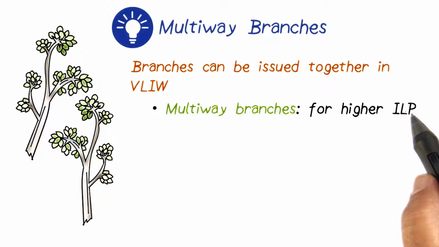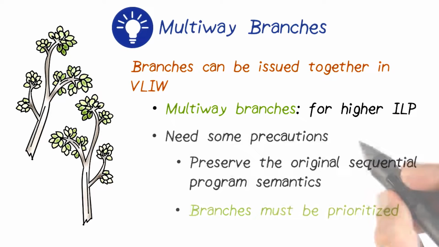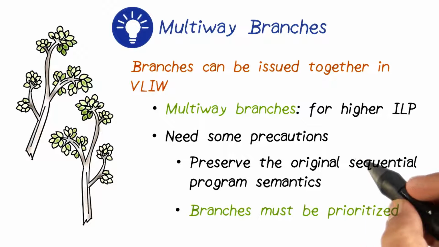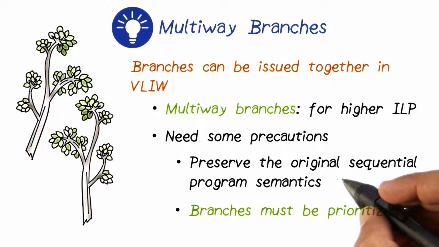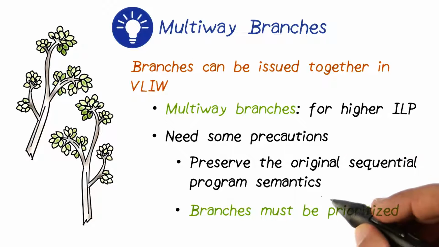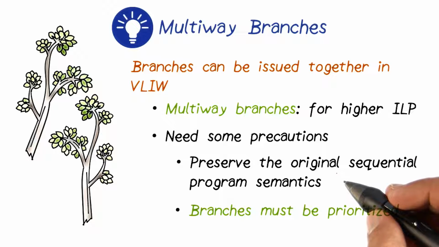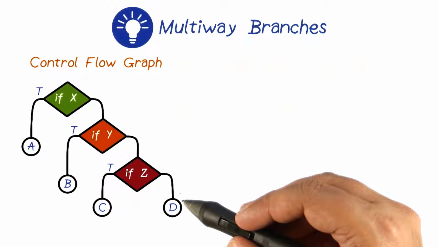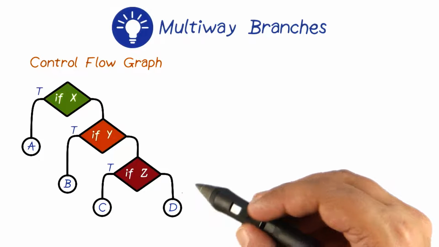Multi-way branches are implemented for higher ILP, and in fact to implement a sequence of if-then-else conditions which are nested together. Multi-way branching needs to be implemented in a very cautious manner. What it needs to implement is the original sequential program semantics. Branches must be prioritized, and execution order must be carefully preserved during bundling in one VLIW instruction. Let us take a look at a simple nested if-then-else and see how we can implement it.